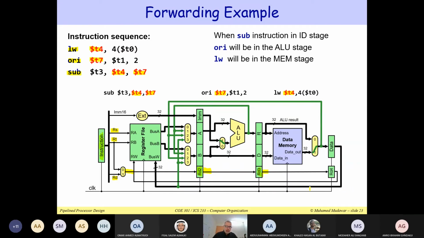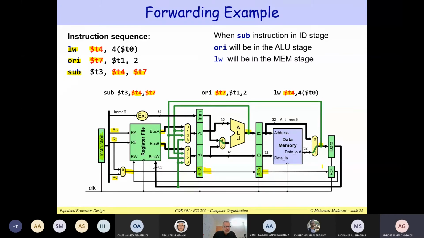Right. So now tell me, what is forward A and what is forward B? How do we control these multiplexers? Now, if I read the value on bus A and bus B, the value of RS and RT, these will be the old values, and not the value that was computed here by the or immediate, and not the value that was loaded by the data memory. So we have the new value for T7 and for T4. So what should be forward A and what should be forward B? How do we control these multiplexers in this example?